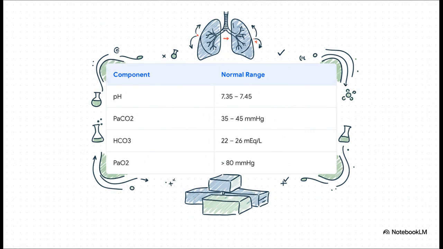Before you can spot what's abnormal, you have to know what's normal. These are the numbers you need to burn into your memory. A normal pH is between 7.35 and 7.45. PaCO2 is between 35 and 45, and bicarbonate is between 22 and 26. This is our baseline, our foundation for everything else.